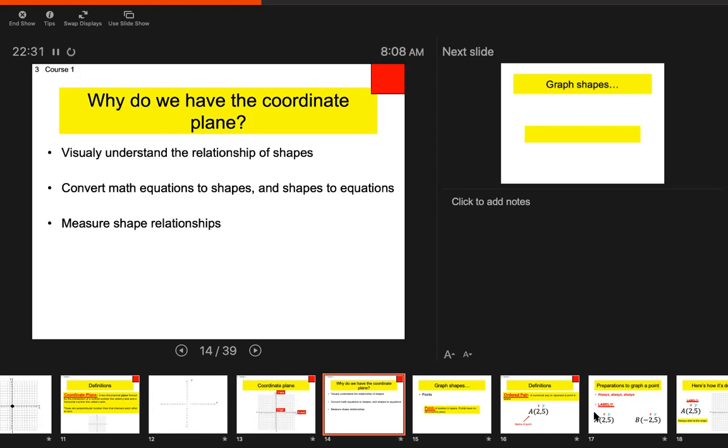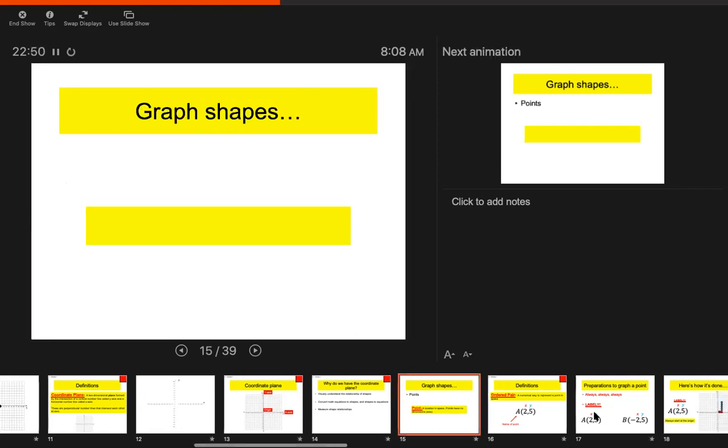This year we will draw lines. That's kind of the shape that we do on the graph. We will draw lines, but I'm going to give you the equation of the line. You're going to take that equation and be able to graph that line. You will convert it from numbers and variables to a shape. You will always measure things.